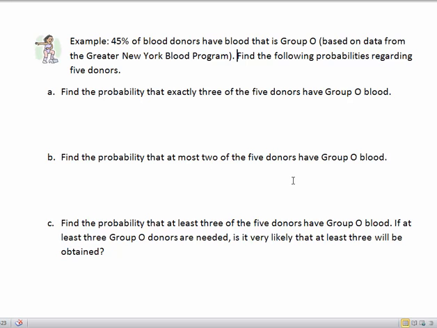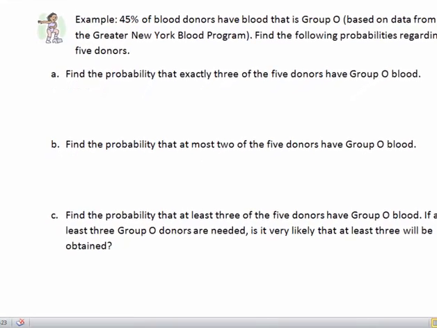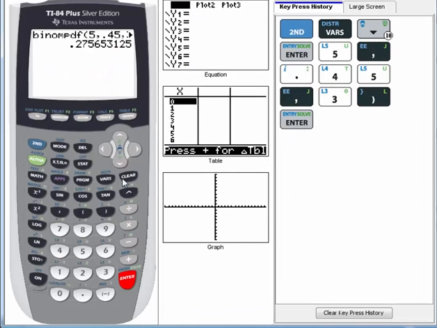Okay, now in the same problem, we want to find the probability that at most 2 of the donors have group O blood. So when we talk about at most, we're looking at 0, 1, and 2. Okay, so 2 ways we could do this. We could use binompdf and calculate the probabilities for 0, 1, and 2, and then add them manually. Or we can use the binomcdf function. Okay, this function is a binomial function that adds probabilities from 0 to the x value that we specify.